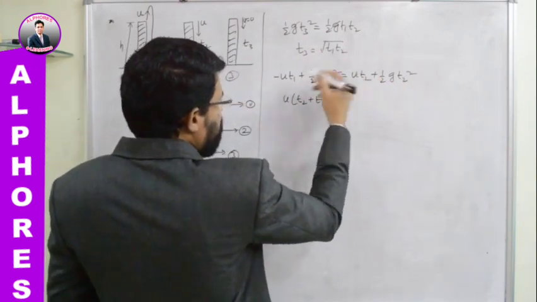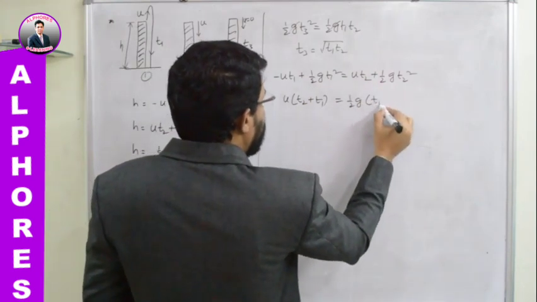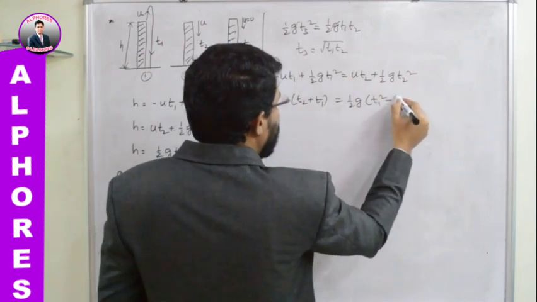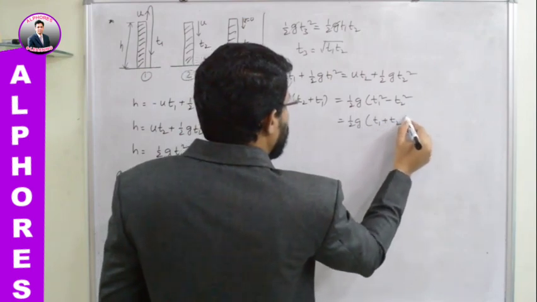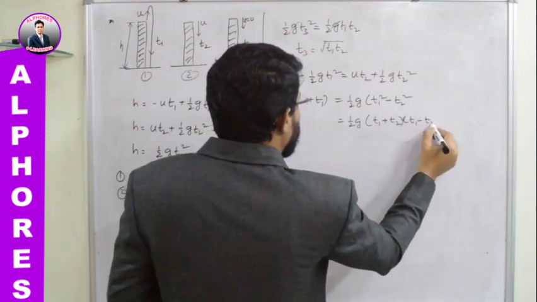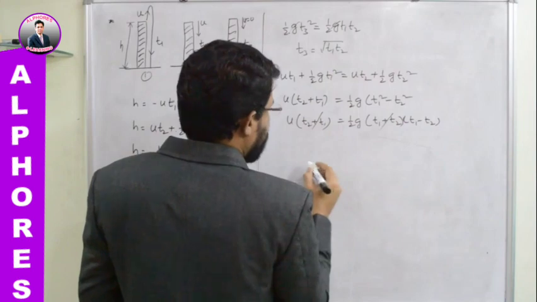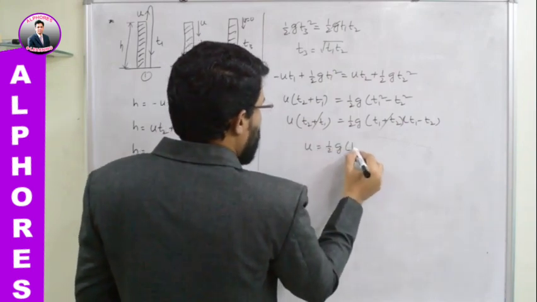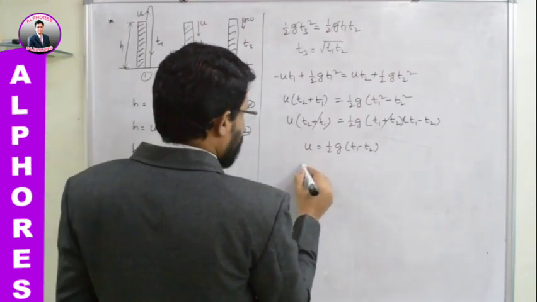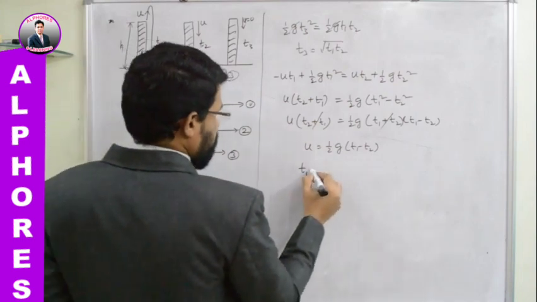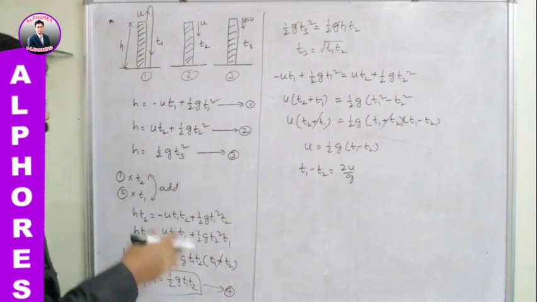I will bring the other term towards the LHS side. Half g can be taken out common, then you will have t1 square minus t2 square, which can be further written as half g into t1 plus t2 into t1 minus t2, and on the other side u into t2 plus t1. So these two things get cancelled, therefore u is equal to half g into t1 minus t2. That's how you can express the initial velocity, or the time difference between the first case and second case, t1 minus t2, can be written as 2u by g. So these are the possible details that we can explore in this case.